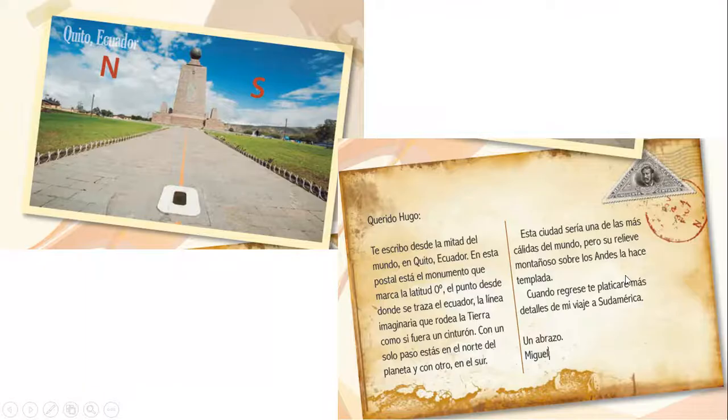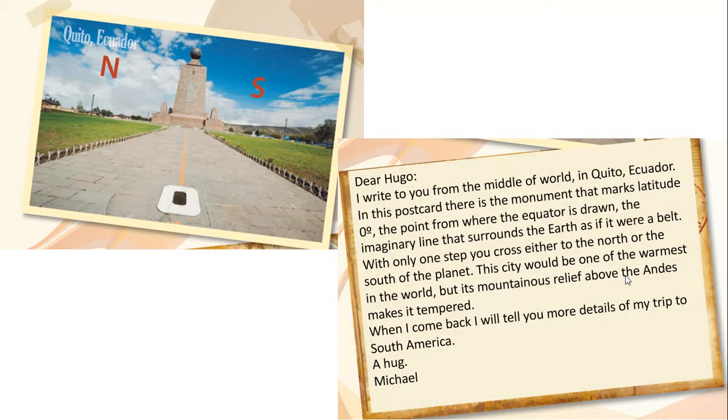Dear Hugo, I write to you from the middle of the world in Quito, Ecuador. In this postcard, there is the monument that marks latitude zero, the point from where the equator is drawn, the imaginary line that surrounds the Earth as if it were a belt. With only one step, you cross either to the north or the south of the planet.